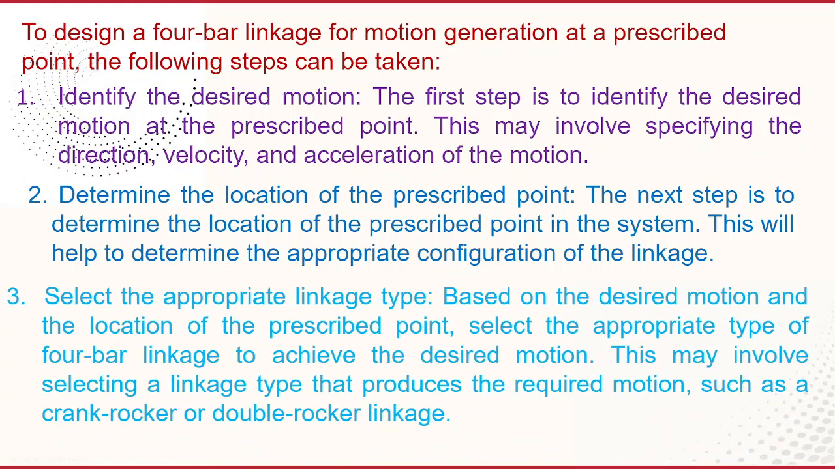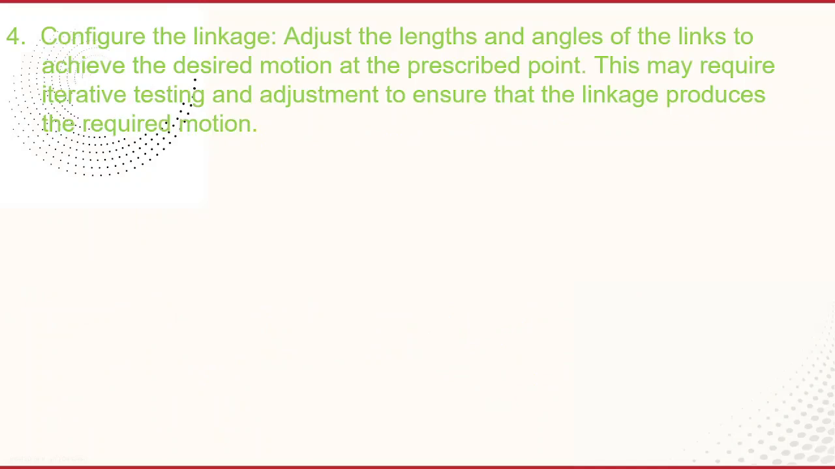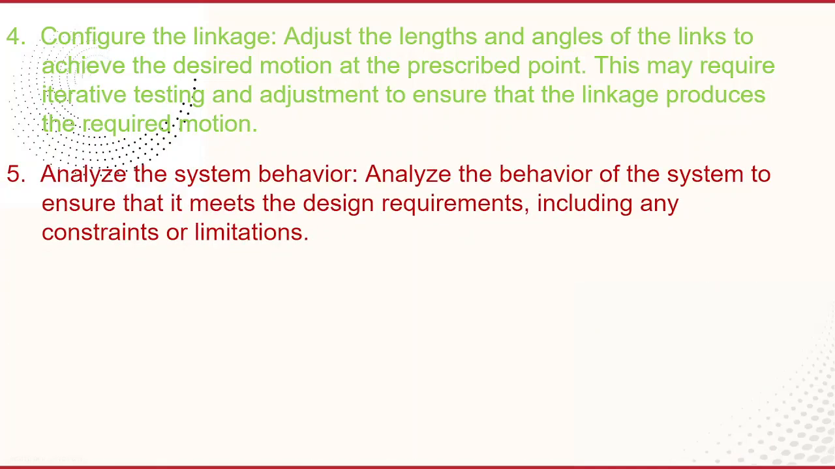Third step, select the appropriate linkage type. Based on the desired motion and the location of the prescribed point, select the appropriate type of 4-bar linkage to achieve the desired motion. This may involve selecting a linkage type that produces the required motion, such as a crank rocker or double rocker linkage. Configure the linkage. Adjust the lengths and angles of the links to achieve the desired motion at the prescribed point. This may require repeated testing and adjustment to ensure that the linkage produces the required motion. Analyze the system behavior. Analyze the behavior of the system to ensure that it meets the design requirements, including any constraints or limitations.